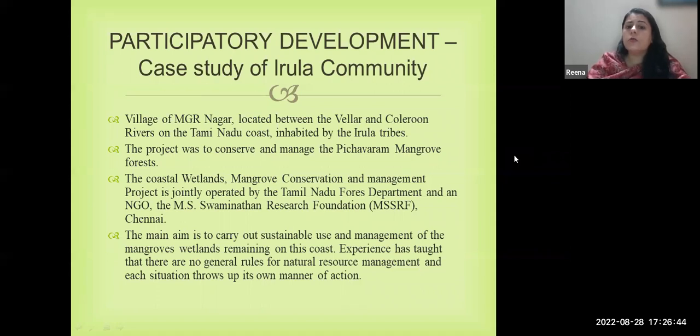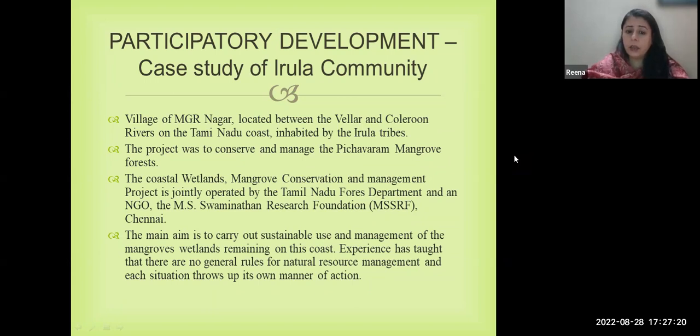And the project was to conserve and manage the Pichavaram mangrove forest. Okay, so the coastal wetlands which were there, and the mangrove conservation and management project was introduced by the NGO, the MS Swaminathan Research Foundation. The main aim of this project was to carry out sustainable use and management of the mangrove wetlands remaining on this coast. So there was already a threat to mangrove wetlands in this forest, and this project ensured sustainable use and management of those remaining mangrove wetlands.